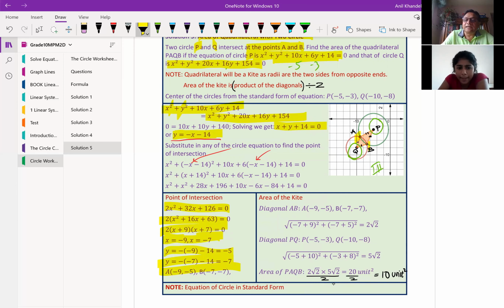Now, we understand this structure, the quadrilateral, which we are looking into, is a kite. And therefore, we need to find the diagonals. So find both the diagonals, since you know A and B, the points of intersection of the circles, and the centers P and Q. So with that, find the diagonals, apply the formula. Area of this kite is half of the product of the diagonals. Is that clear to you? And then we get the answer in square units for this particular question.